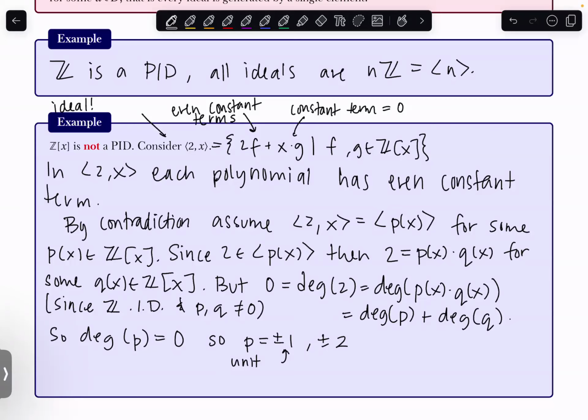But I know I only have things in here with an even constant term. So those are not options. This ends up giving me that this ideal equals the whole thing, which is not true. So we need to think, what would happen if these were plus or minus 2 instead? And decide why that would go wrong. Why do we get a contradiction regardless of which case we're in here?